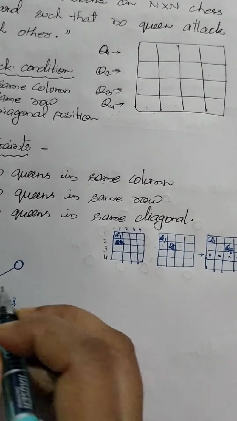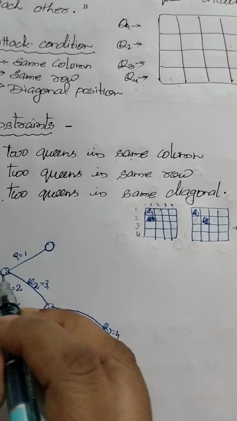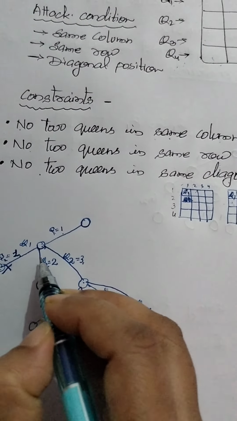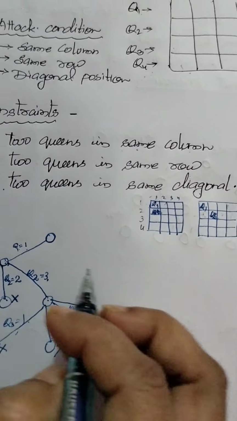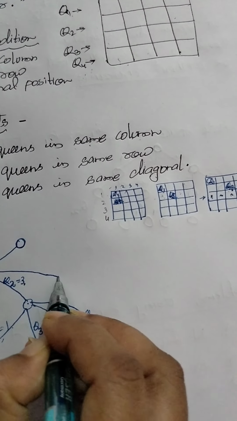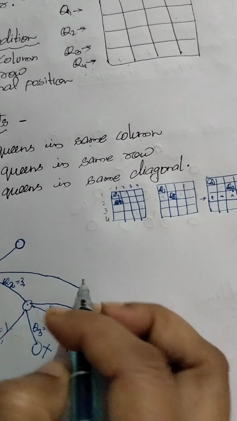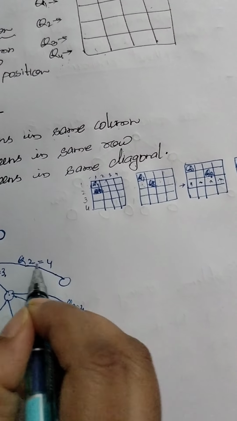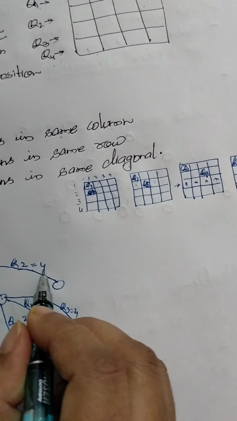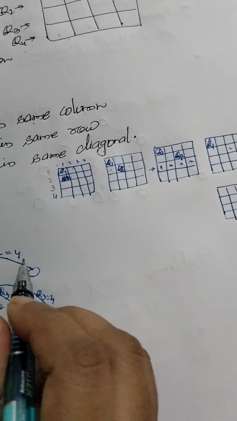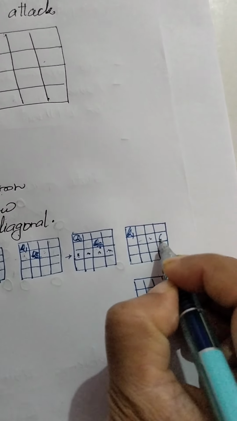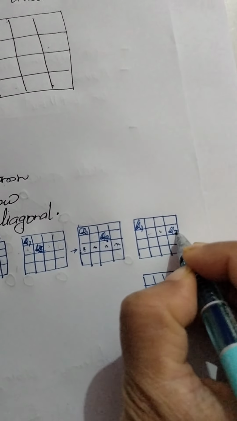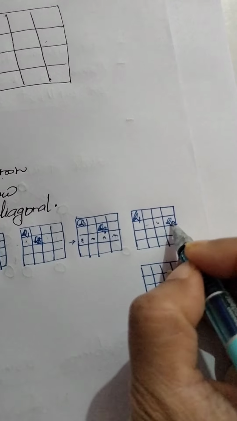Now, when we reach here where Q1 is placed in column 1, we have checked column 1, column 2, column 3 for Q2. We have one more option, that is Q2 equals 4. Can we place Q2 at 4th position? That means 4th column. Yes, we can place Q2 at 4th position. Now Q2 has been placed.